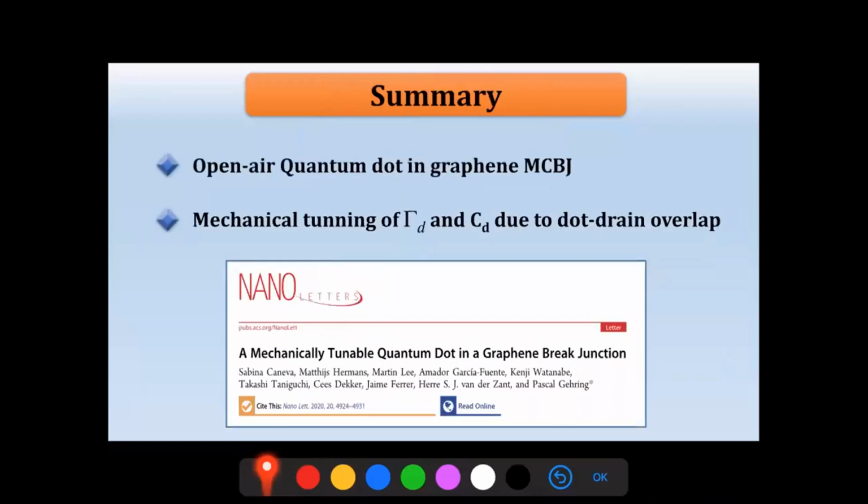So then, just as a short summary, the final message is that we report here results of a quantum dot obtained in open air in a graphene break junction. And in this device, the capacitance and the electronic coupling to the drain can be tuned mechanically, due to the change in the dot-drain overlap, by several orders of magnitude. And this work has been recently published in this reference.